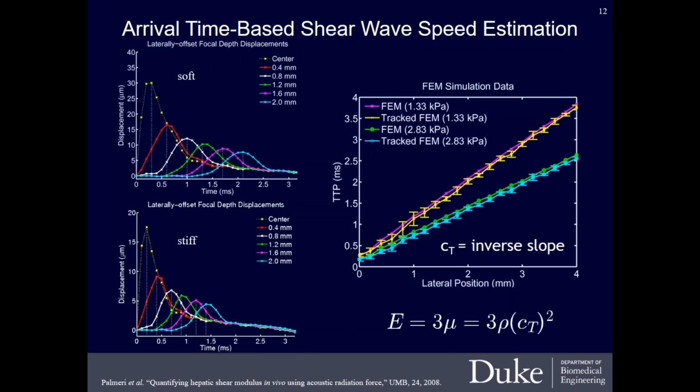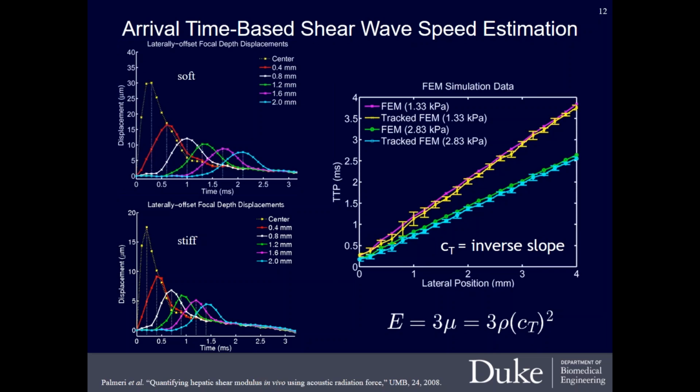So if we look at how we can actually reconstruct the speed from that, the top left plot here is showing, in a soft medium, what the displacement profiles through time look like at different spatially offset positions. The dashed yellow would be where the excitation was applied, and then going at several spatial increments up to 2 millimeters offset, you can see that there are offset arrival times at those different spatial locations.